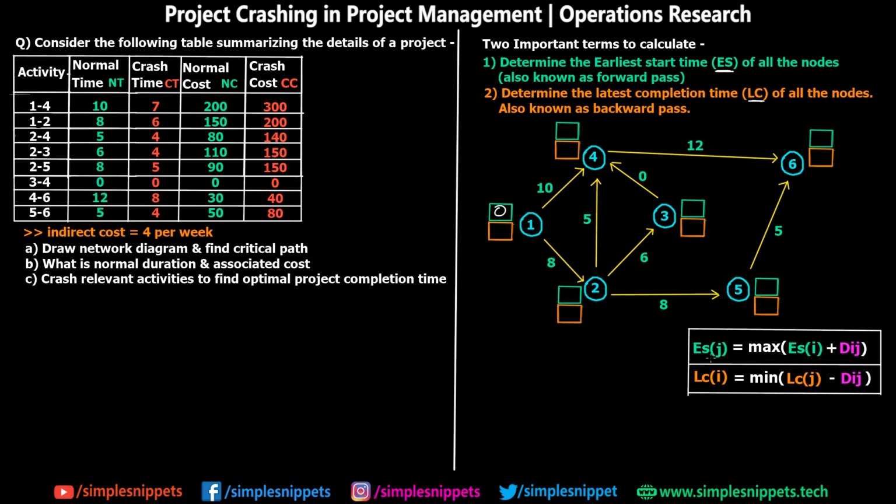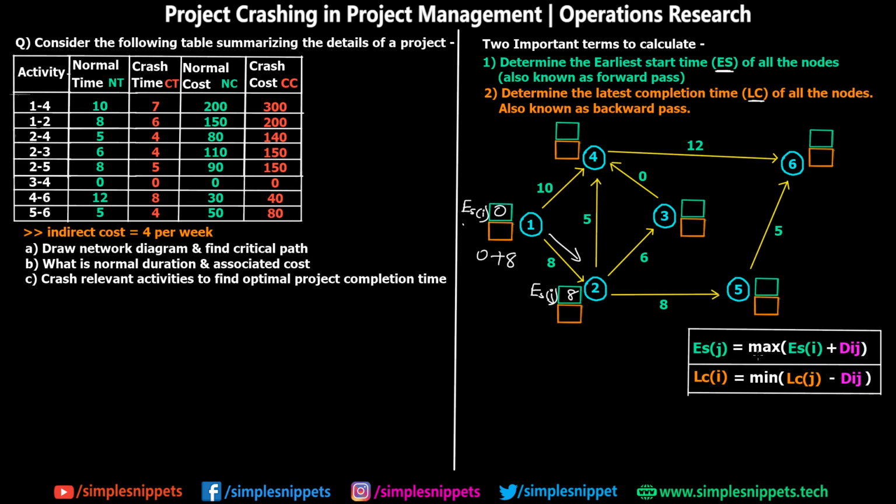Now let's calculate ES of this second node. So ES of the second node, that is ES of J. Since we are coming from 1 to 2 in this direction, this is going to be ES of I, which we have just calculated as 0. And the formula is ES of I plus D of IJ. So this D of IJ is the distance between them, which is actually given in weeks. So it is 8. So you have to take 0 plus 8, which is going to be 8, right?